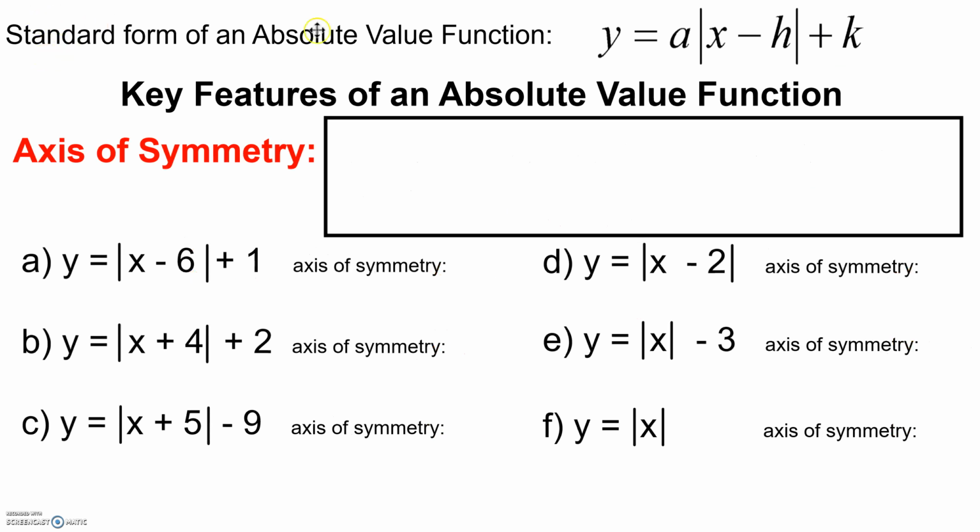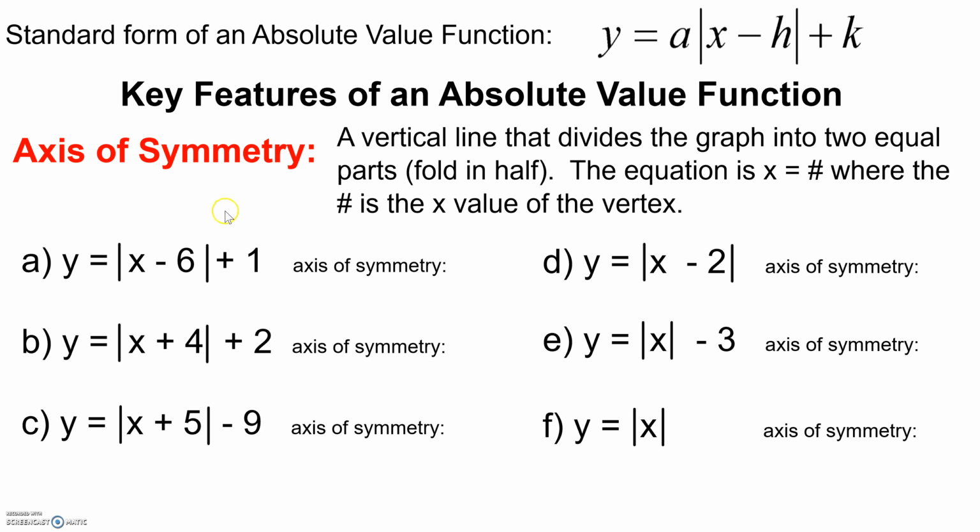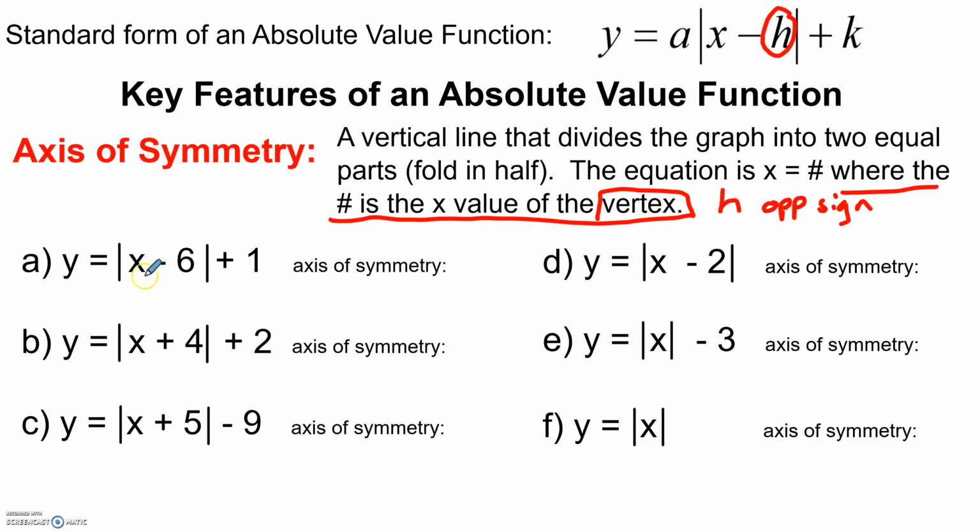Next, we're going to talk about the axis of symmetry. The axis of symmetry, again, is a vertical line that divides the graph into two equal parts, like you're folding it in half. The equation is x equals a number, and this is the key part, where the number is the x value of the vertex. Well, we just figured out that the x value of the vertex is h, remembering that it's the opposite sign. So all I have to do is identify the h, which in this case is 6, was said negative, so we know we're going to use it as positive. It's an equation, x equals 6.